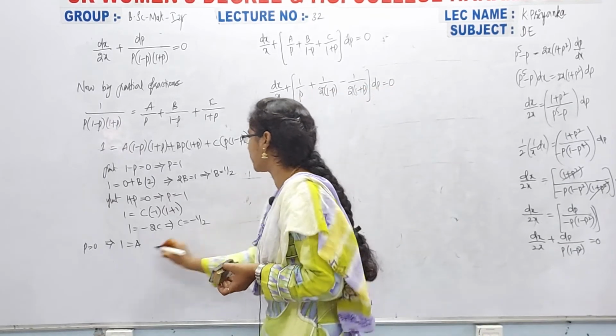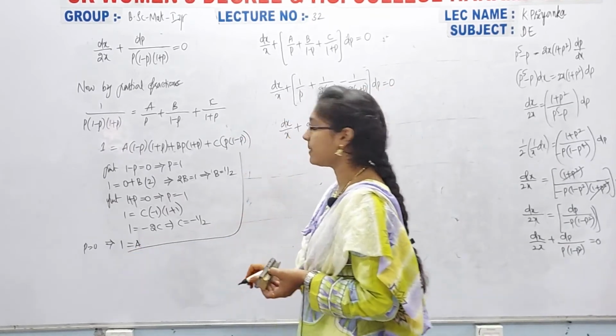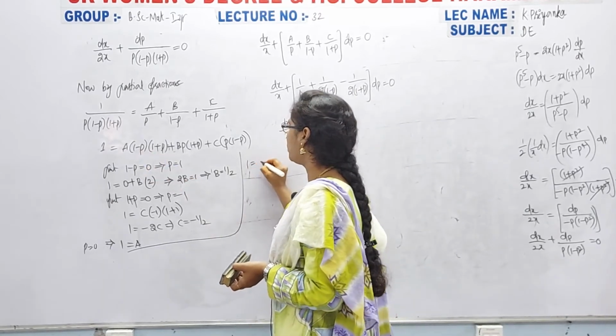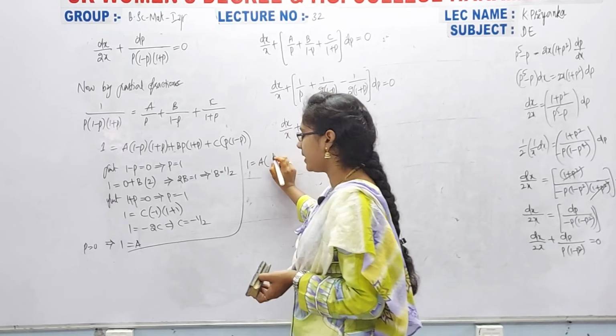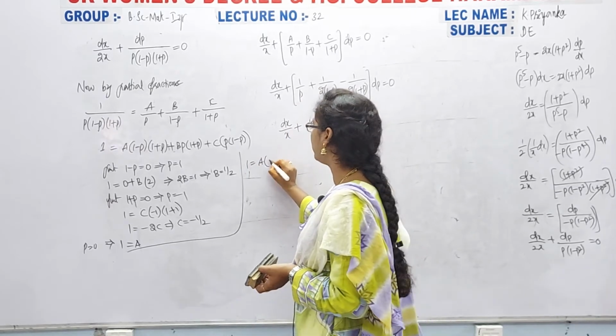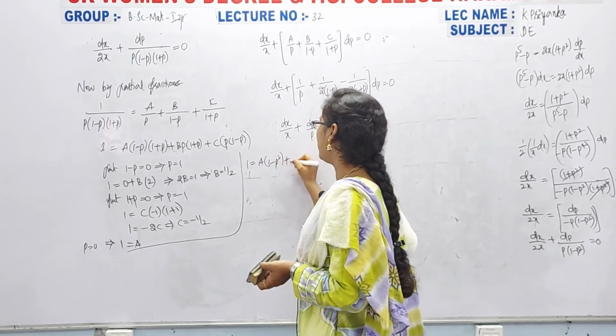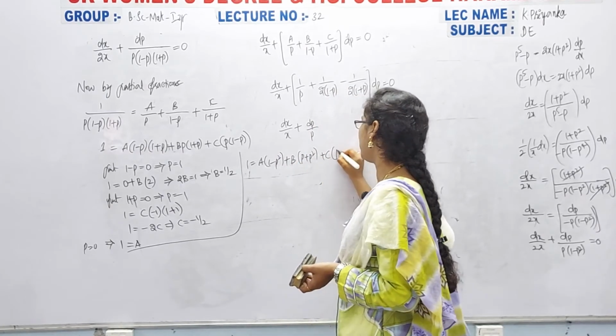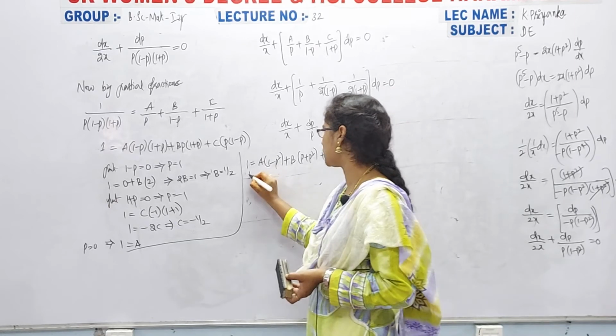So once I want to check the values of A, B, C by taking the equations. Equations means what I will get: 1 equals A of a square minus b square, so now it is 1 minus p square, plus B of p plus p square, plus C of p minus p square. Just I want to recheck, that's it.